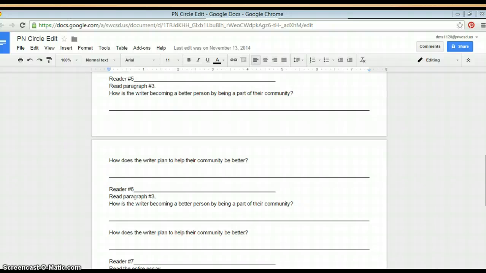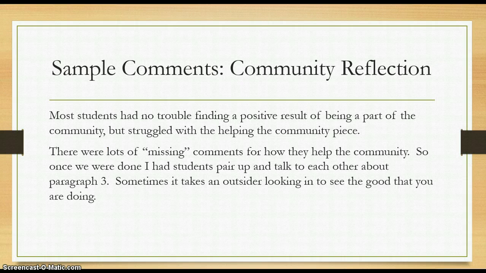Readers 5 and 6 read paragraph 3. How is the writer becoming a better person by being a part of their community? And how are they helping their community be better? Most students had no trouble finding a positive result of being part of the community, but struggled with the helping the community piece. And the students I'm talking about here are the writers. So in this section, there were a lot of missing comments for how they help the community.